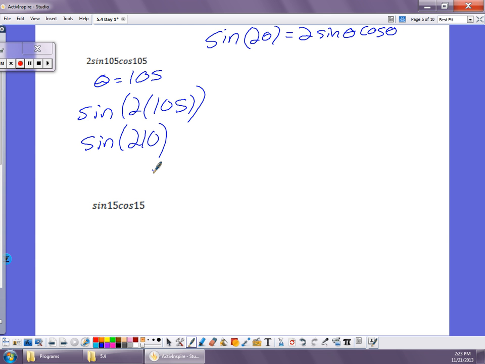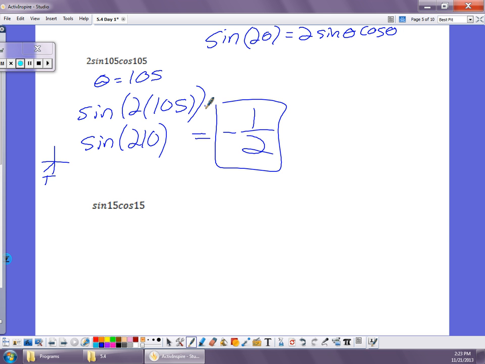The sine of 210 has a reference angle of 30 degrees, so I know that it's going to be 1/2, and then I just have to determine if it's positive or negative. 210 is in the third quadrant, where only tangent is positive, so this is going to be negative 1/2.